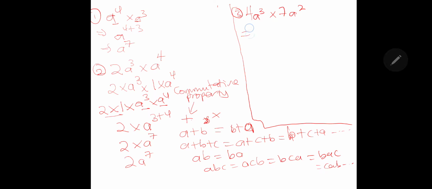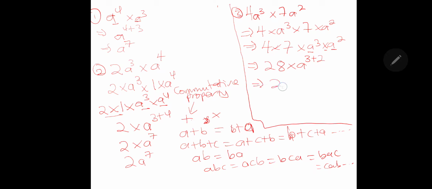So this is 4 times a cubed times 7 times a squared. Grouping your numbers in one place and the letters in another, you have 4 by 7 by a cubed by a squared. So it means you have 28 by a same base. They are multiplied, so you add their index. So you get 28a to the power 5. Right? Yeah. So that's it.